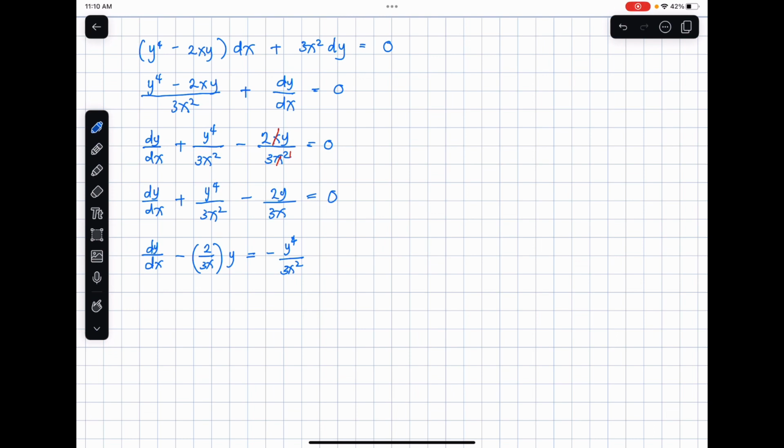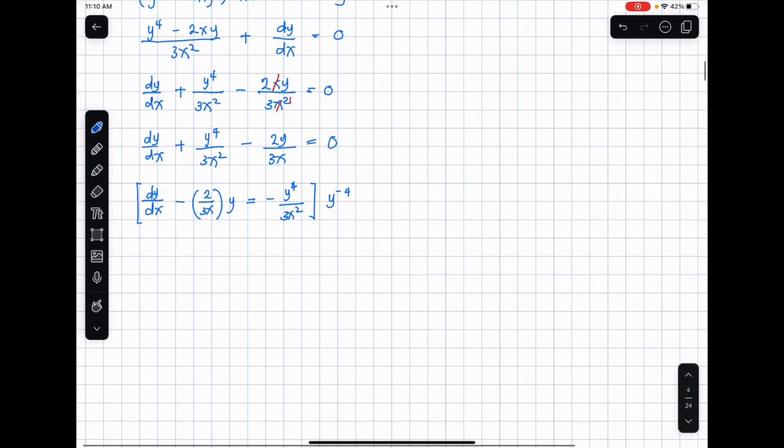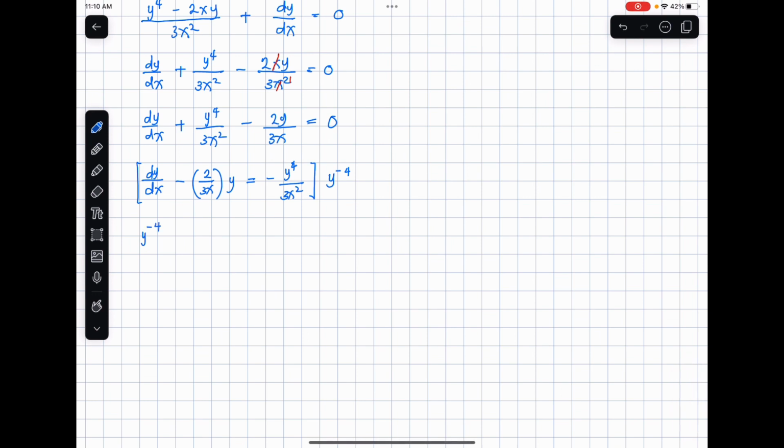The first step is to eliminate the y raised to 4, and we can do that by multiplying everything by y raised to negative 4. So it becomes y raised to negative 4 multiplied with dy over dx, minus 2 over 3x. y times y raised to negative 4 is y raised to negative 3, and then it is equal to negative 1 all over 3x squared. So we're done, the right hand side is purely a function of x.